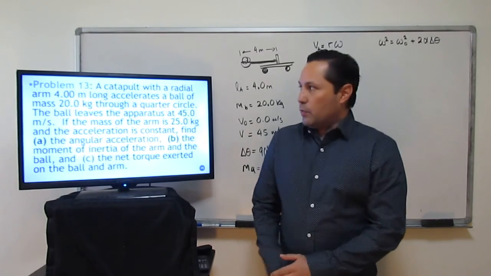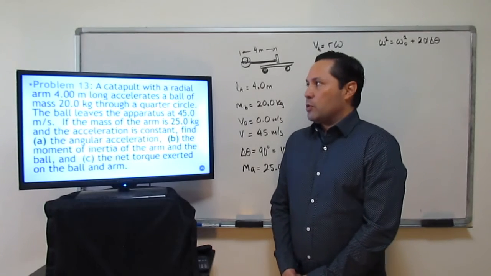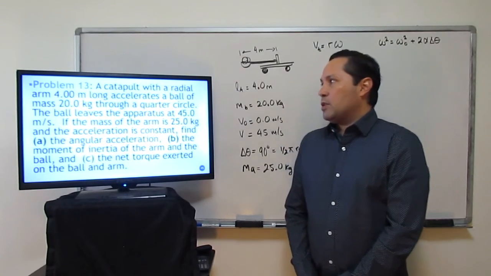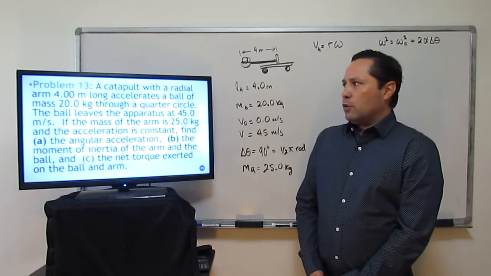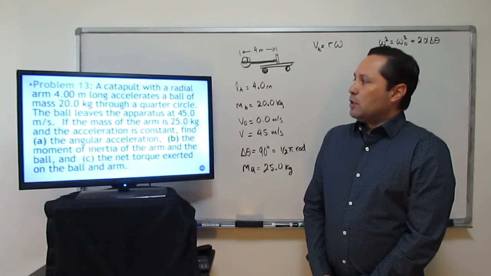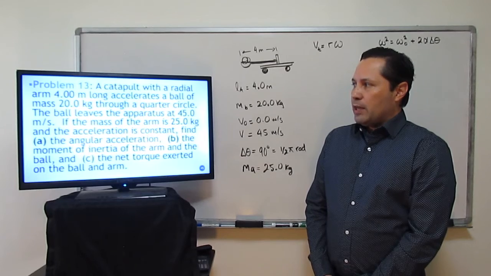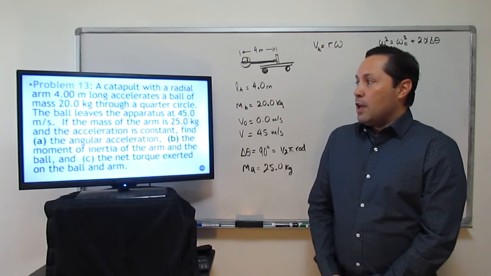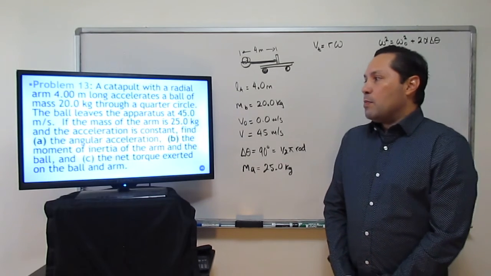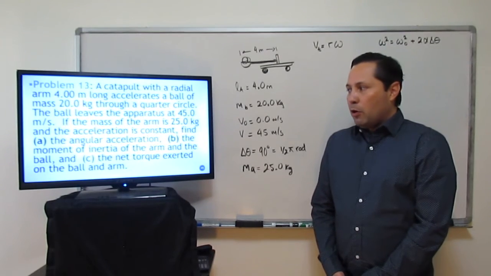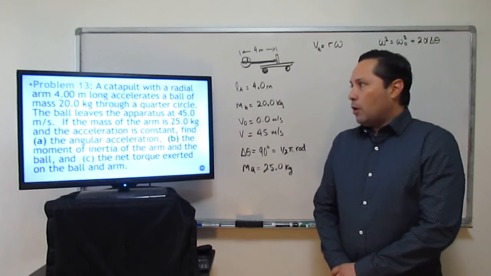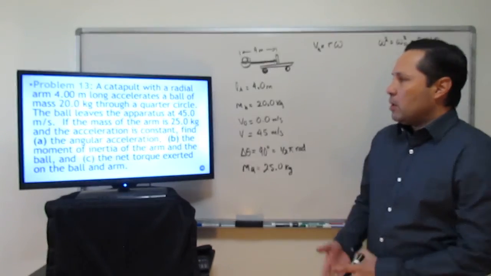In problem 13, we're going to solve the following question. It says, a catapult with a radial arm of 4 meters in length accelerates a ball with a mass of 20 kilograms through a quarter circle. The ball leaves the apparatus at 45 meters per second. If the mass of the arm is 25 kilograms and the acceleration is constant, A, find the angular acceleration, B, find the moment of inertia of the arm and the ball, and C, find the net torque exerted on the ball and the arm. All right, so let's work this problem out.